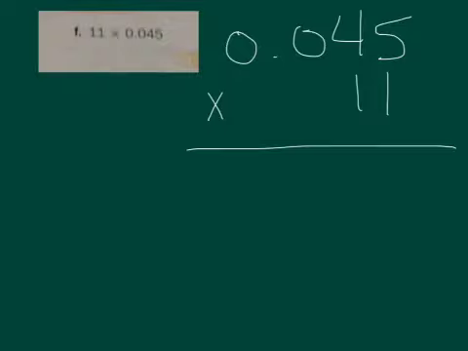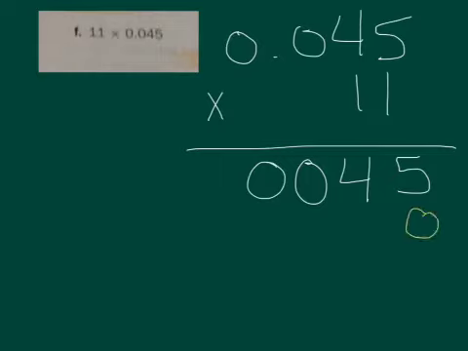Now I need to multiply. 5 times 1 is 5. 4 times 1 is 4. 1 times 0 is 0. 1 times 0 is 0. My next step is I have to put that 0 placeholder in before I can do the next one. So now continuing, 1 times 5 is 5. 1 times 4 is 4. 1 times 0 is 0, and 1 times 0 is 0.